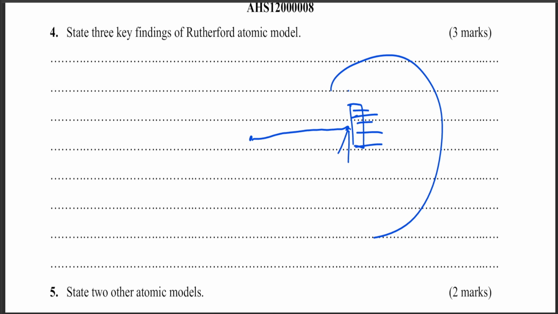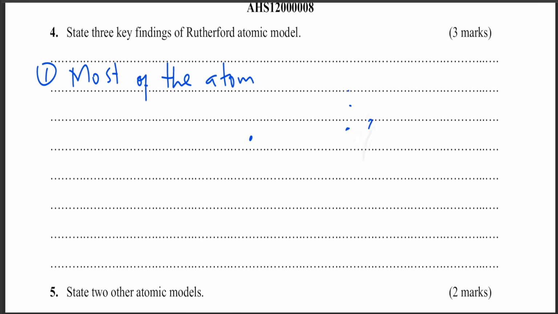So the particles that pass through showed that the atom has space. Space meaning that it's mostly empty. So there's an orbit that is usually empty. So most of the atom is empty space. That's the first thing that he discovered. So most of the atom is empty space.